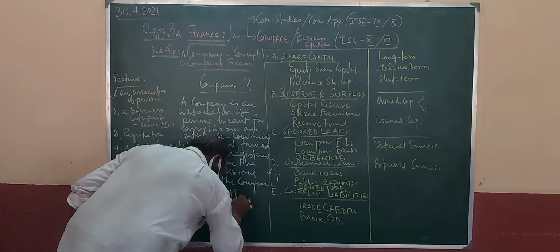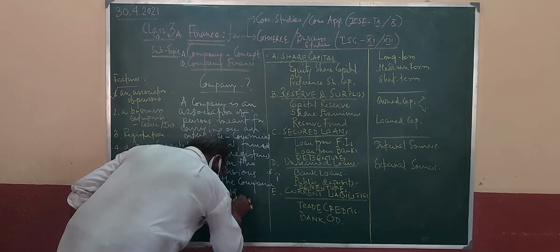A company is an association of persons. As I have told you, it is an association of persons. This association is meant for carrying on an enterprise. So this company must be an enterprise, and it may be a commercial enterprise or an industrial enterprise. Commercial enterprises involve the practice of trading, and industrial operations are concerned with manufacturing. And it is formed and registered as per the provisions of the Companies Act, so it will be regarded as a company.